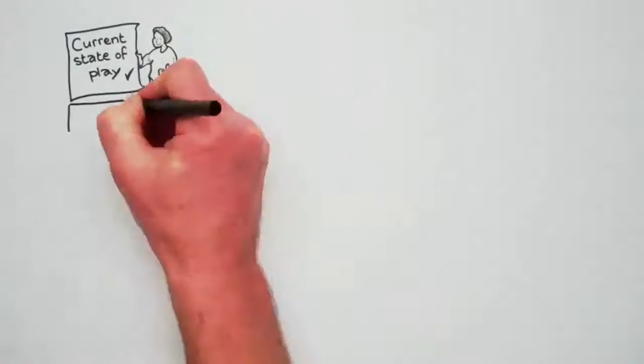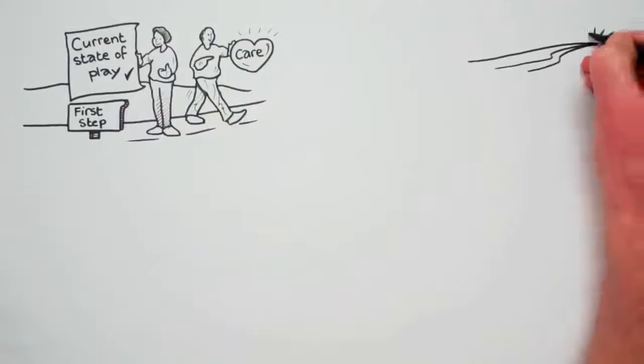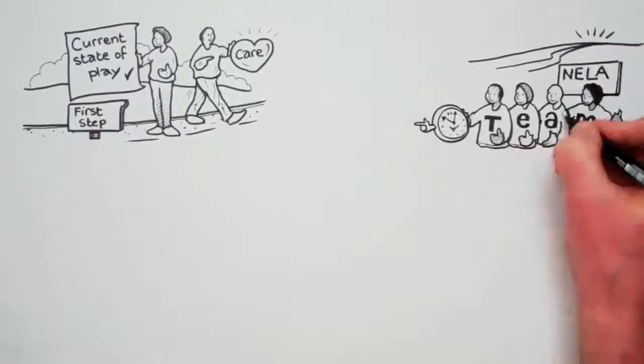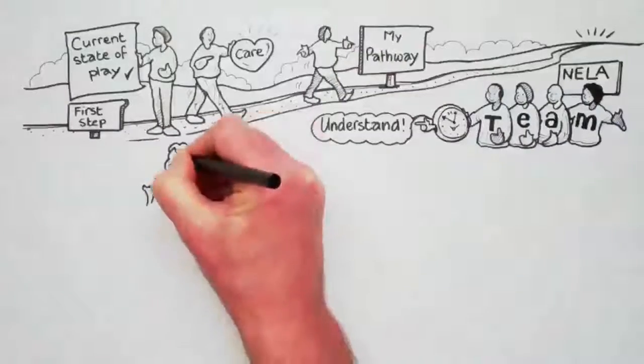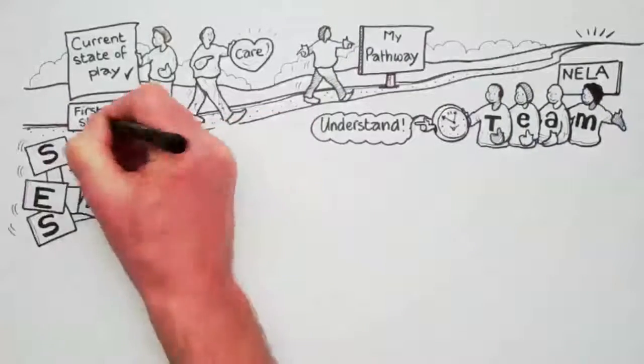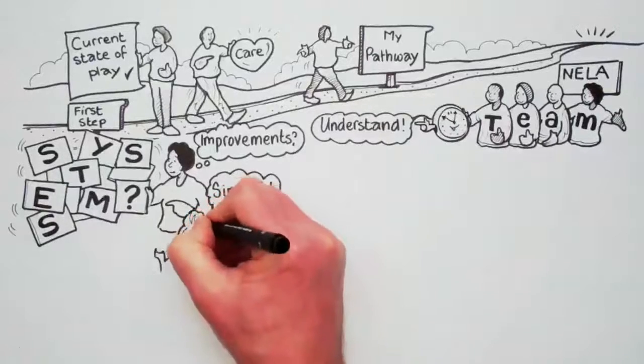Understanding the current state of play is a crucial first step to improving the care you provide in the future. So it's really helpful for your NELA improvement team to take time to understand the pathway your laparotomy patients take. Our systems can be complex, and it's hard to know where to start with improvements if we don't try to simplify things in some way first.